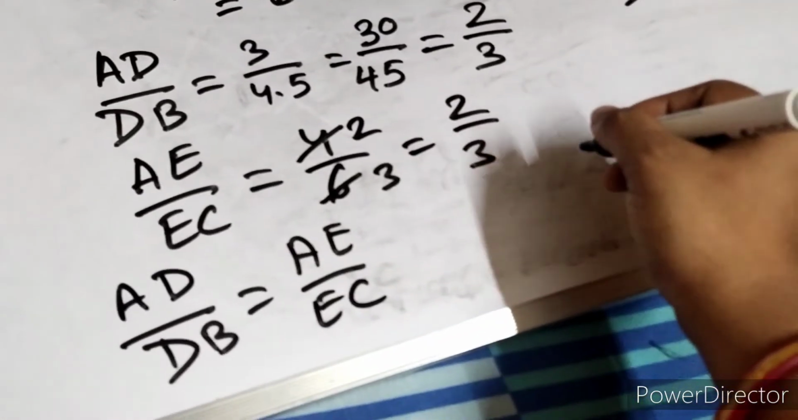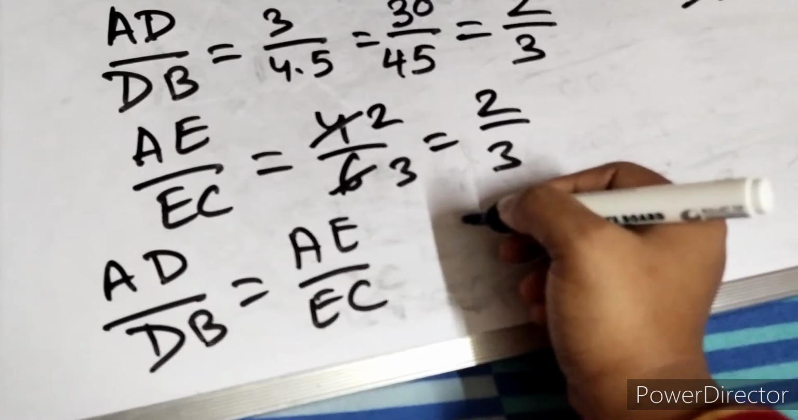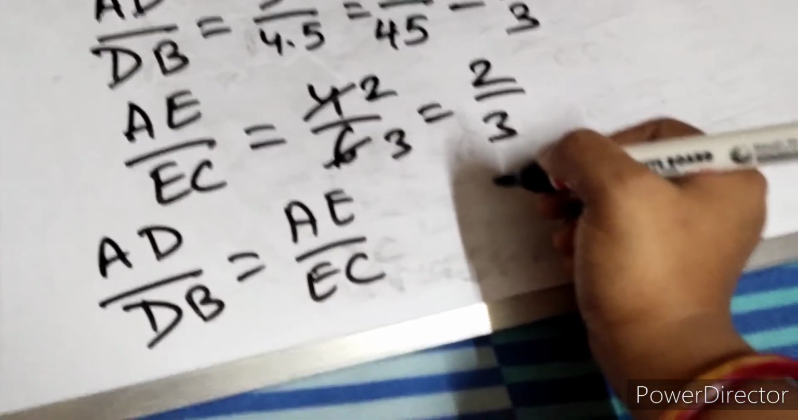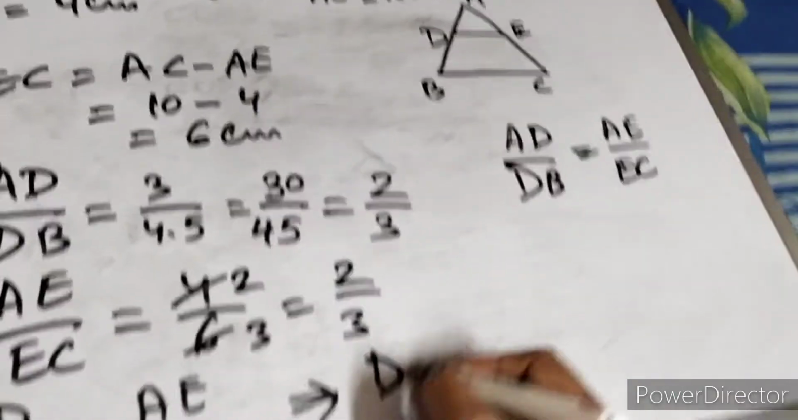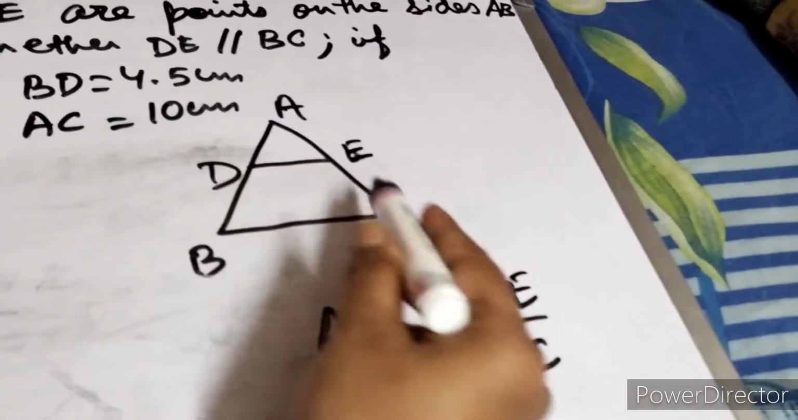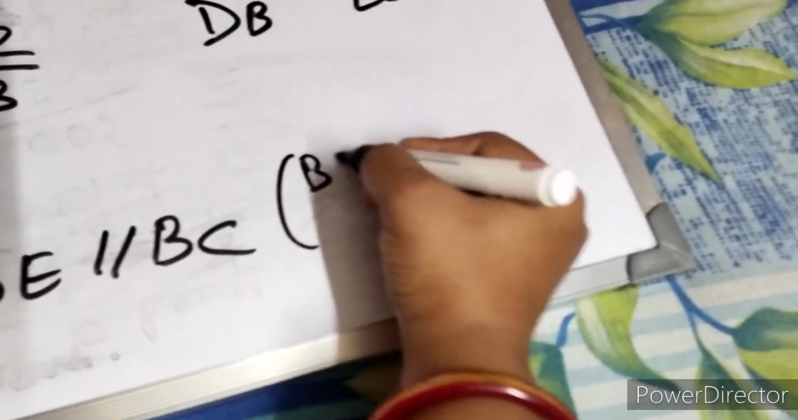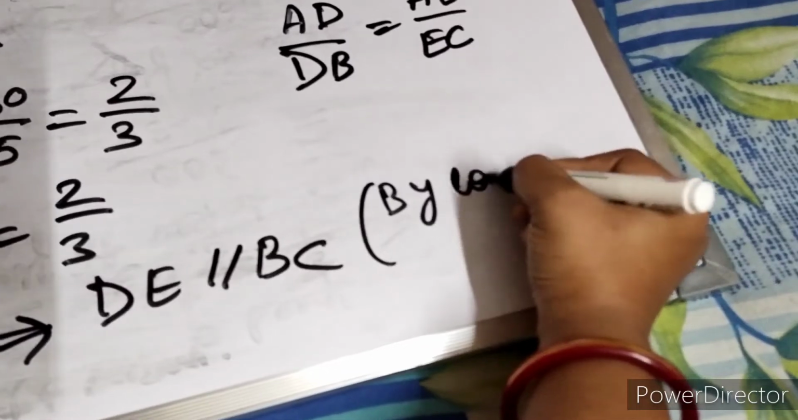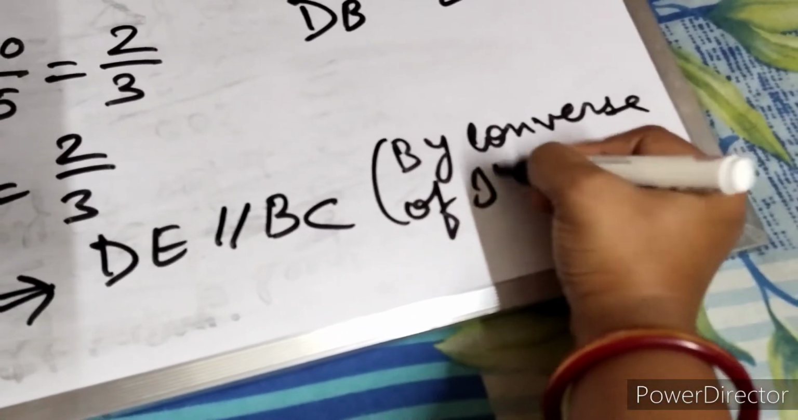So by the converse of Thales theorem, since they are equal, we can say that, which implies, DE will be parallel to BC. DE will be parallel to BC by converse of Thales theorem, you can write it here.